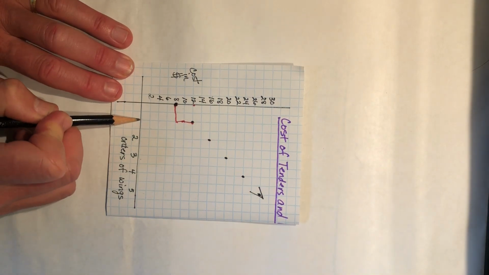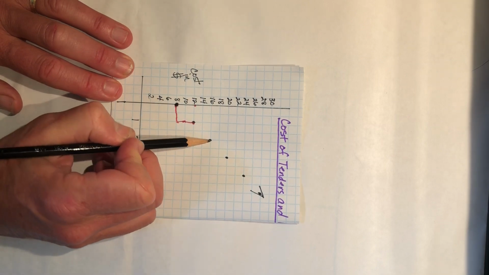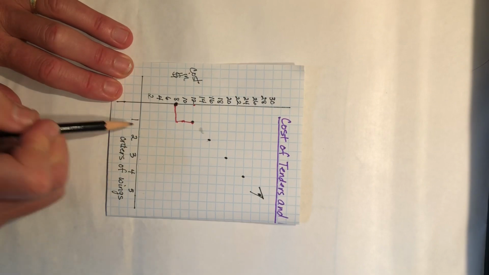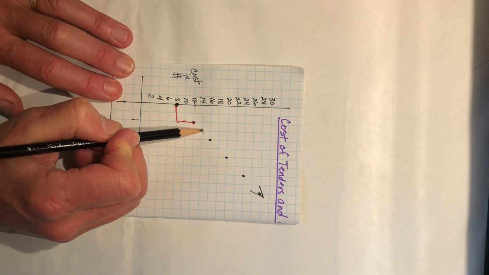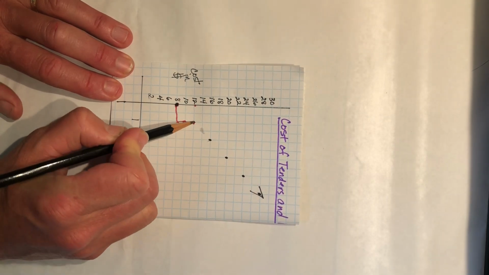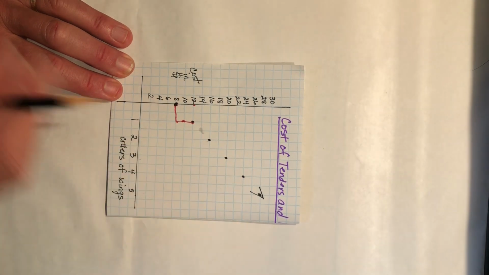So at 1 order, it's 12. At 2 orders, it's 16. But what is it here? 1.5 orders? We can't buy a half order of wings. So there really is no data in between the cost of 1 order and 2 orders, and therefore we do not connect those dots.